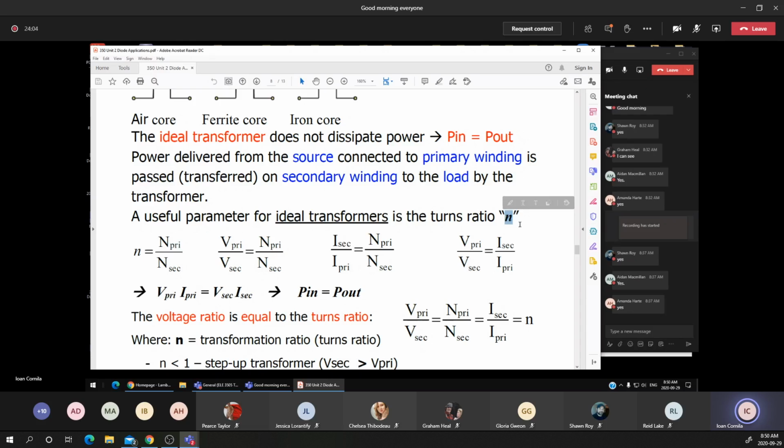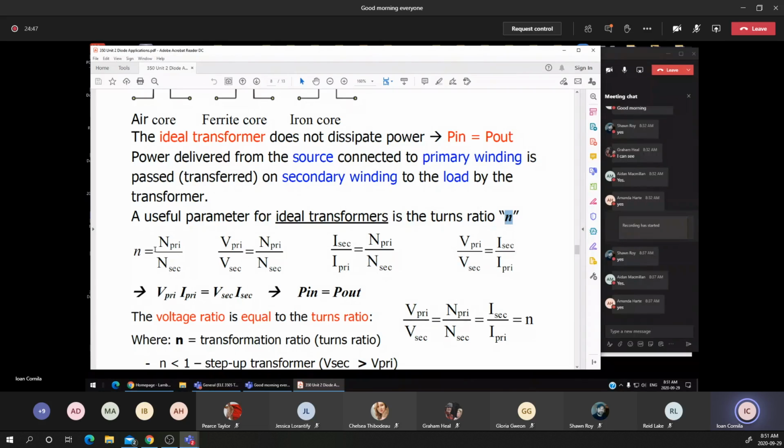Most of the time, the turn ratio has the symbol of lowercase m. In some other textbooks, you may see the turn ratio as alpha, and in some others as lowercase a. All three notations may be used, or you may see a different notation. It does not make any difference. It's just a notation showing the ratio of the number of turns in the primary winding and the number of turns in the secondary winding. All the parameters in terms of the voltage or the current are related to the turn ratio.